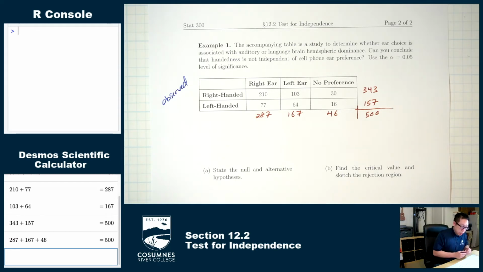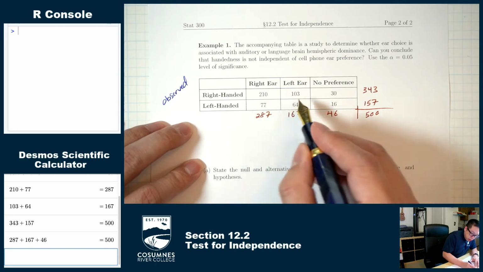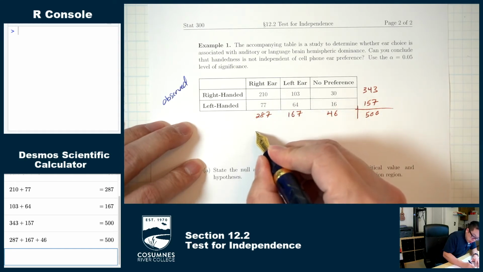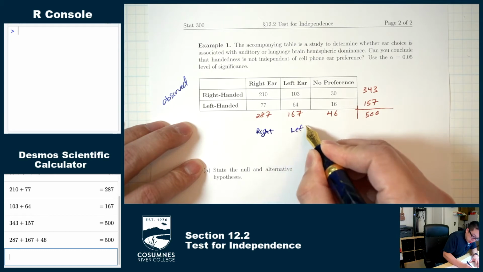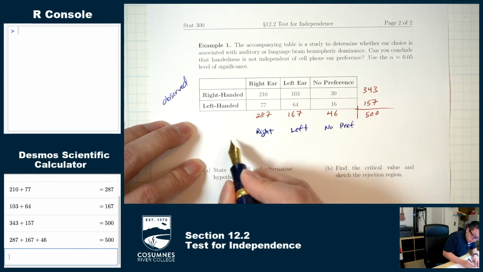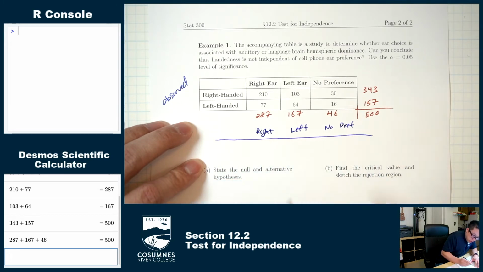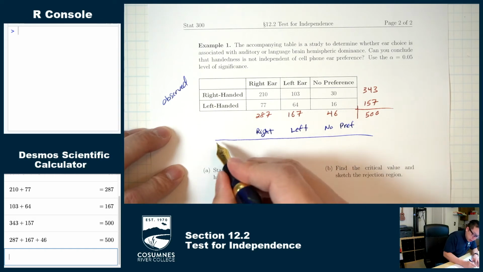Okay, and now I need to recreate this table. So I have right ear, left ear, no preference. I'm just going to write right, left, no preference. And then I have right-handed, left-handed, which I'm also going to write just as right and left.